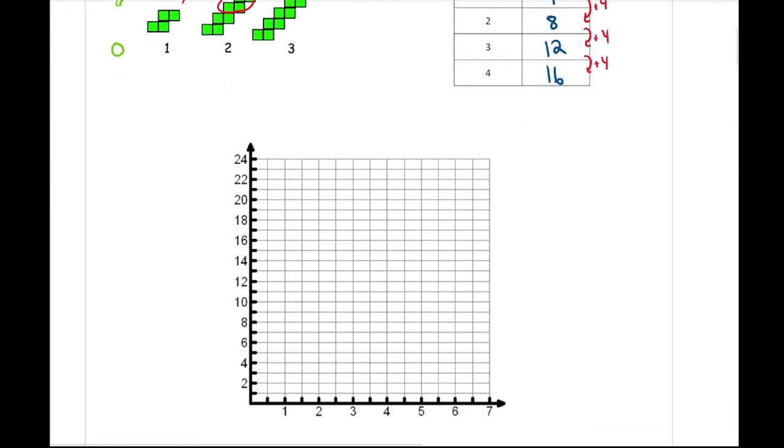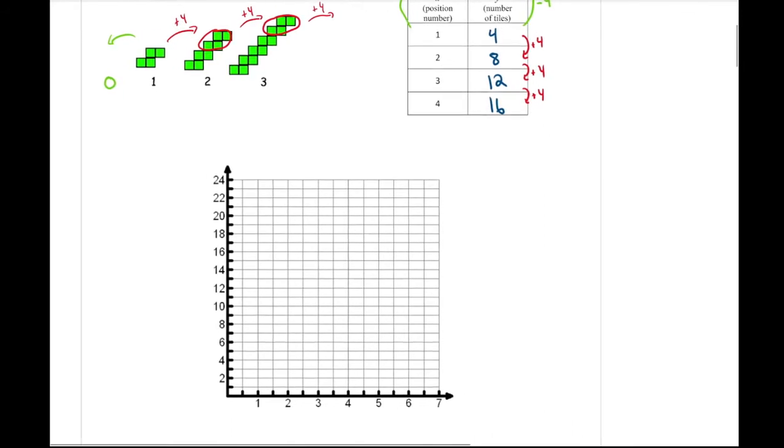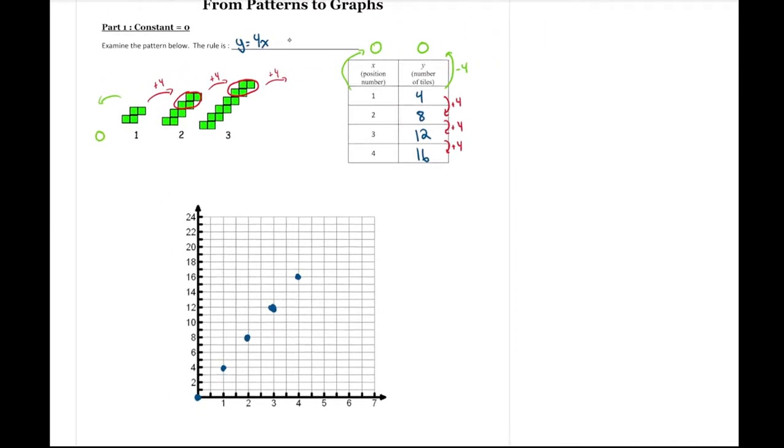Now I'm going to graph it. So position 0, there was 0, so I can put a dot down here in the corner. At 1, it's 4. At 2, it's 8. At 3, it's 12. And at 4, it's 16. So that's my pattern there, and now I've graphed it visually. So I have 1, 2, 3, 4 different representations for one single pattern. And they all mean the same thing. And hopefully we can get the same information from all of them.